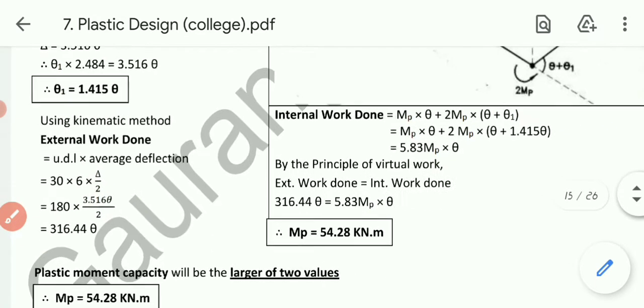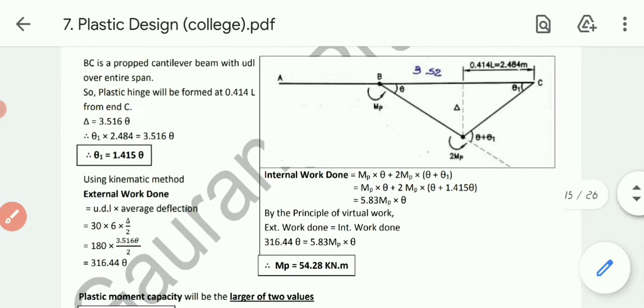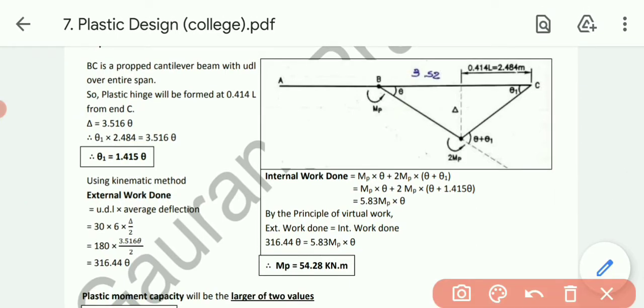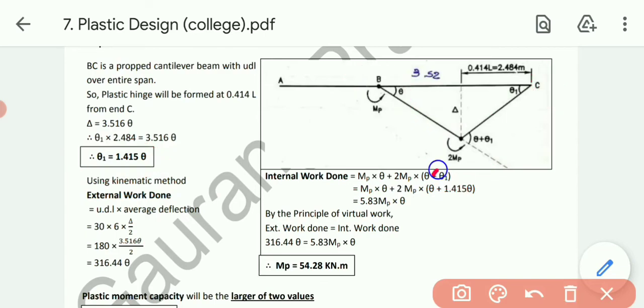Then let's talk about the internal work done. In the internal work done, first MP into theta, then twice MP into theta plus theta 1, and at C no moment is produced. We have derived the relation theta 1 equals 1.415 theta. So let's put down this value of theta 1 as 1.415 theta. So MP into theta plus twice MP into theta plus theta 1. Let's solve this one. I will get the answer 5.83 MP into theta.